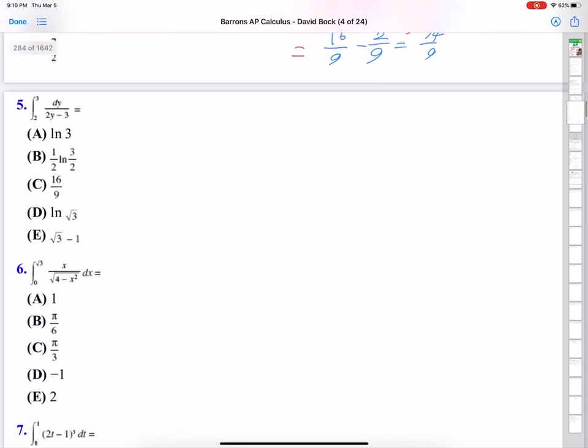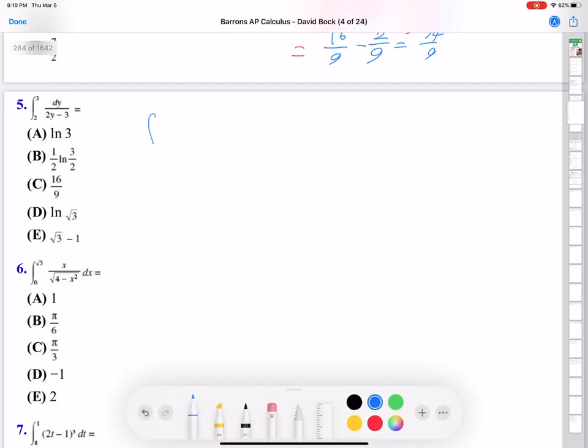Number 5. Integral from 2 to 3 of 1 over 2y minus 3 dy. This is another u substitution. Which part is u? The bottom part, right? Definitely the bottom part. 2y minus 3 is going to be u. So change it like this.